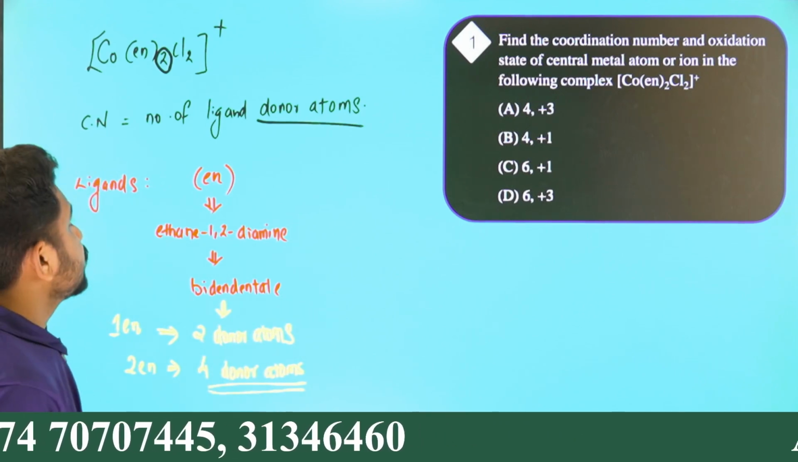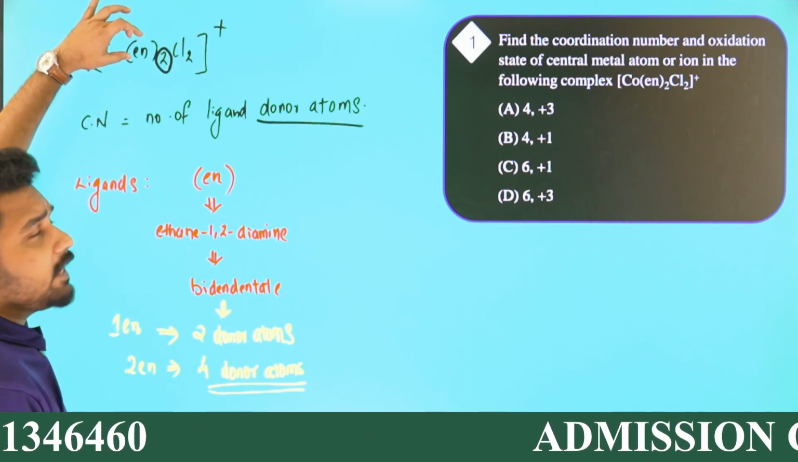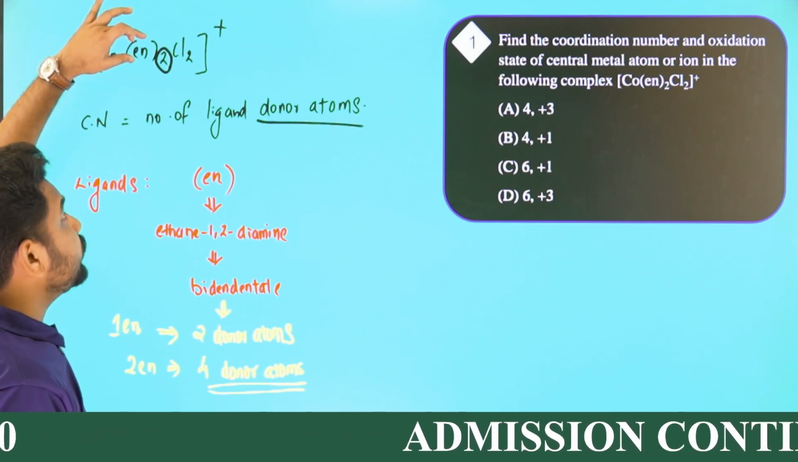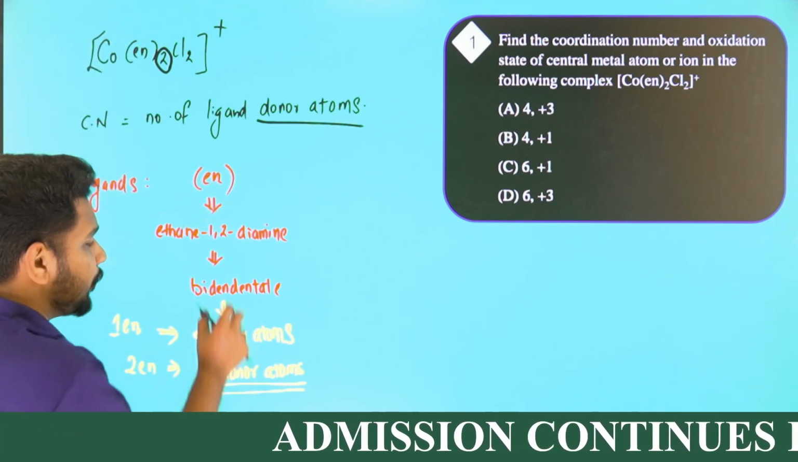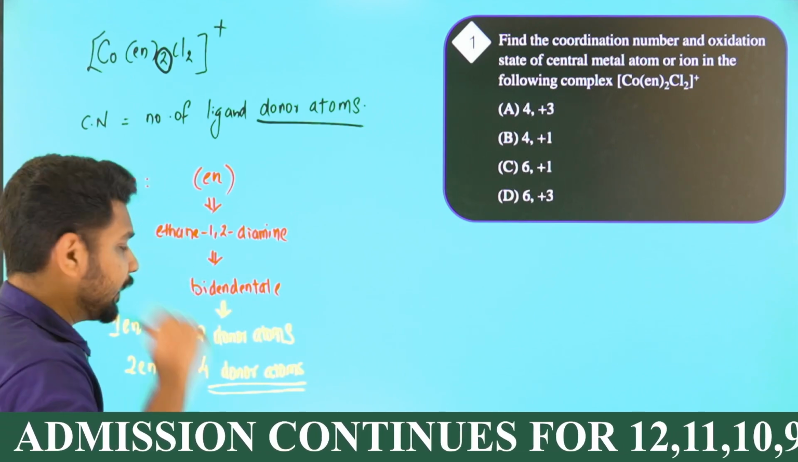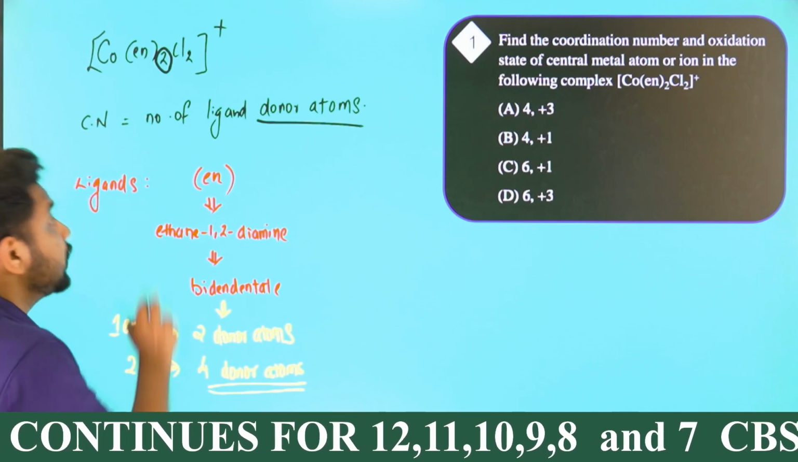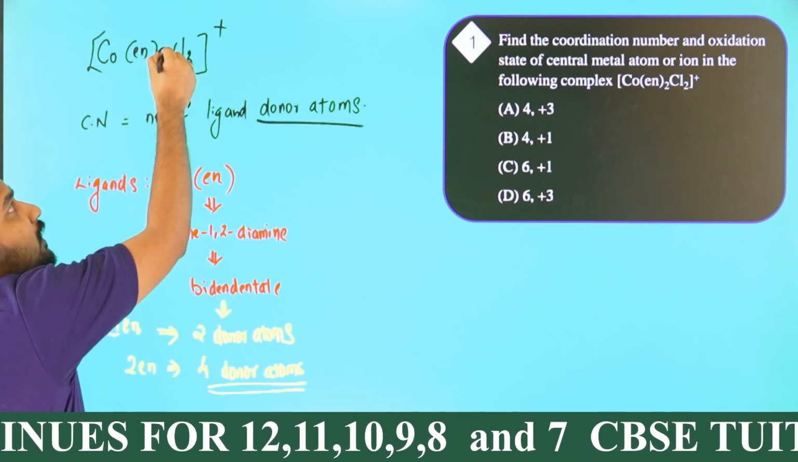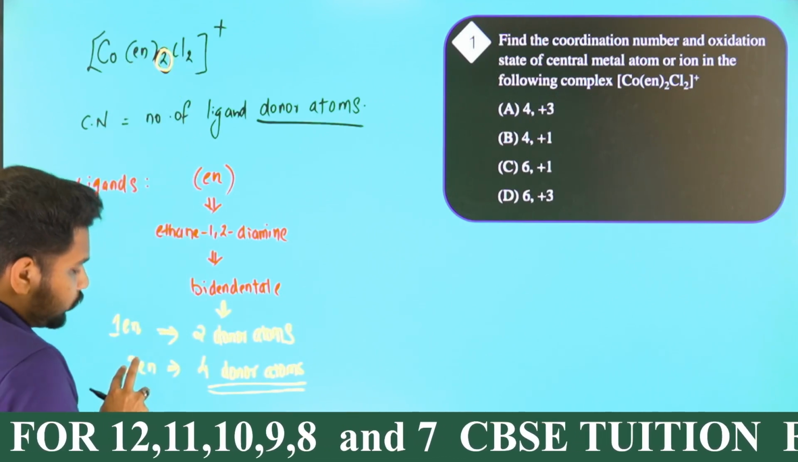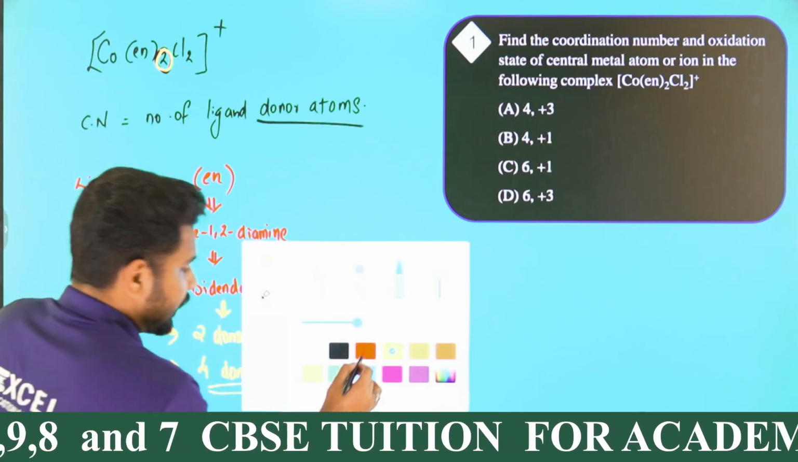So you can see in our coordination compound, the first ligand is en, ethane-1,2-diamine. But this en is bidentate. Bidentate means one ligand will have two donor atoms. So one en has two donor atoms, and since two en are there, they have 4 donor atoms. You got it? Yes.